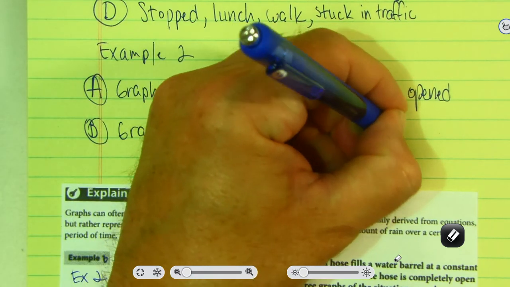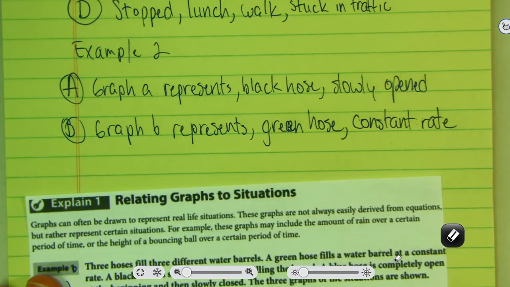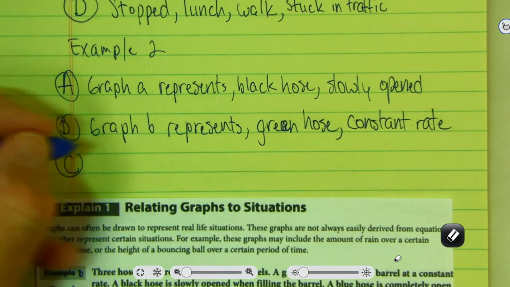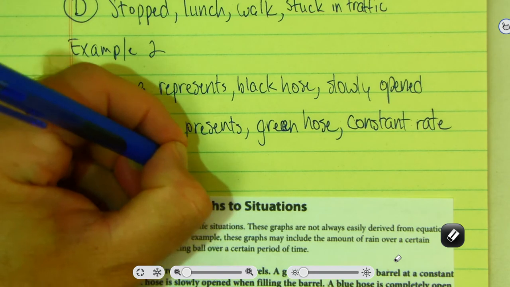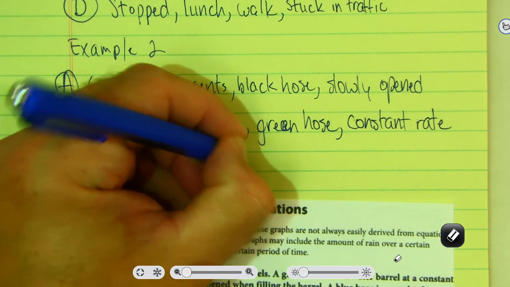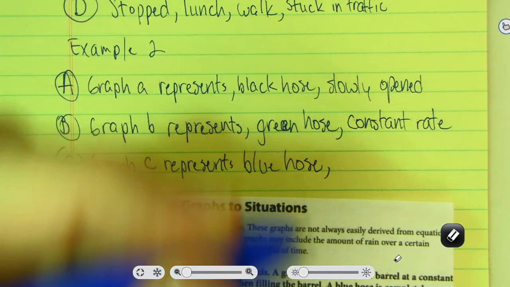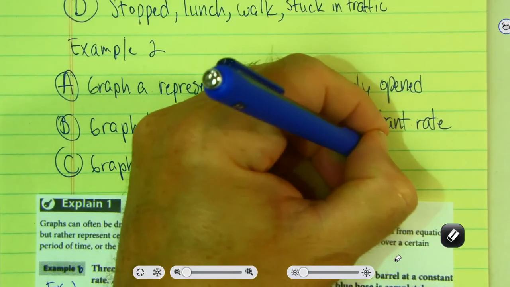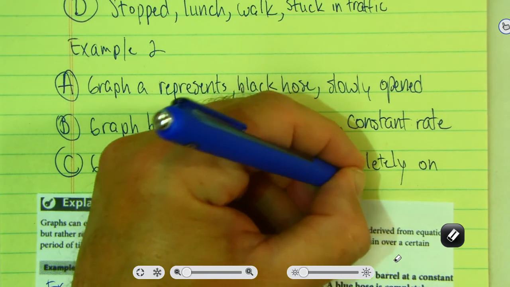And it's a constant rate. And graph C represents the blue hose. And it is completely on at first. Then slowly closed.